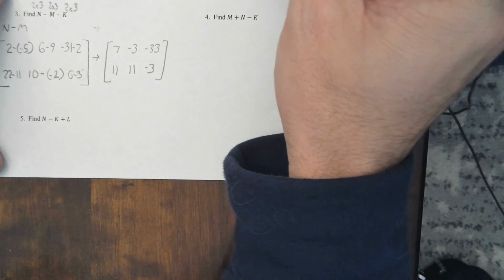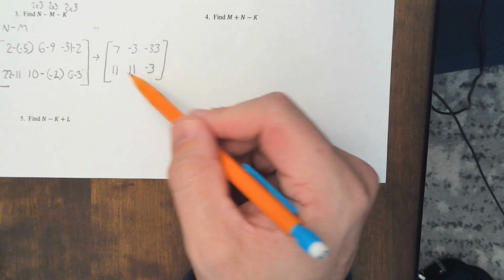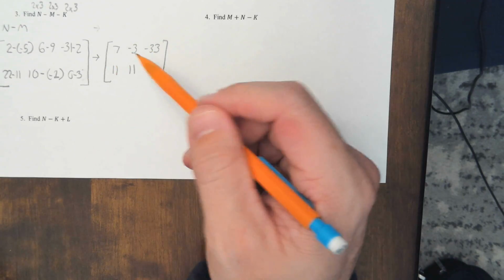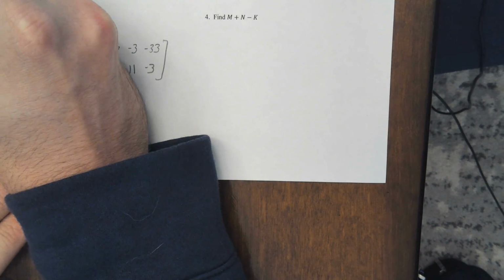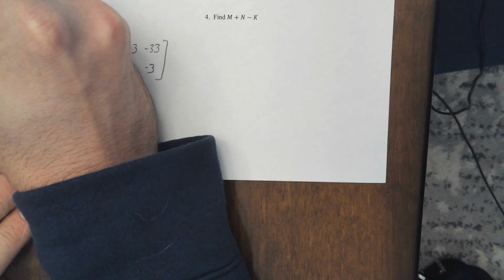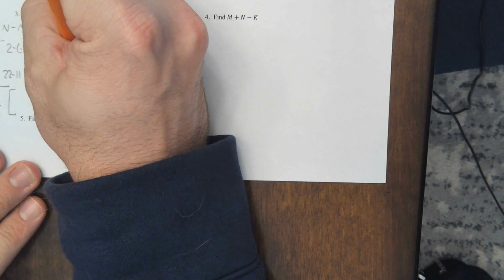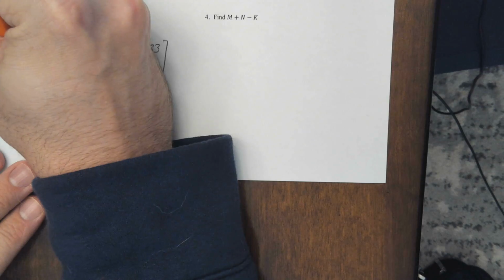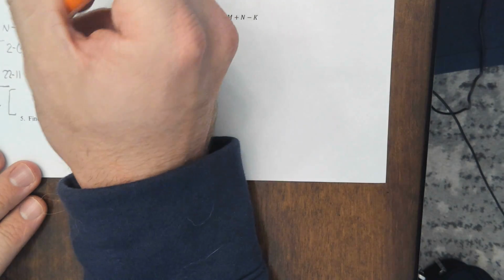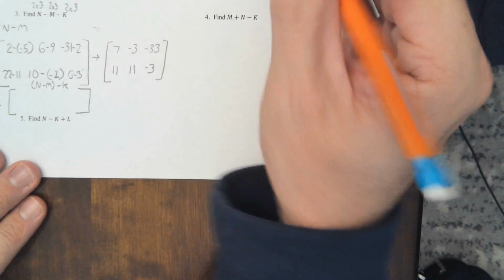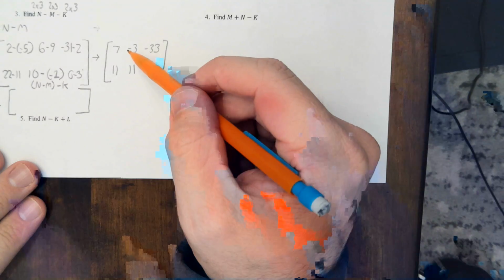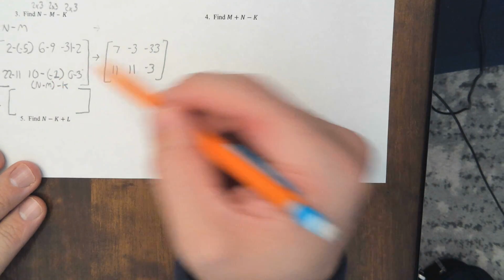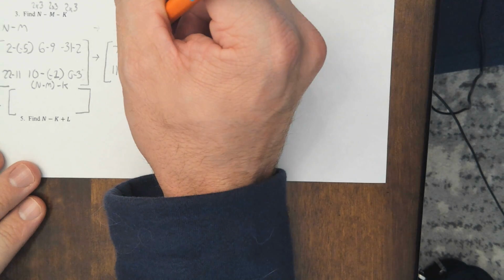So now we're going to take this new matrix, which we created from n minus m, and then subtract k from that. Sorry, I don't have a ton of room here. This right here is going to be n minus m minus k. So here's n minus m, and now we're going to subtract k from it. This comes first, so then minus k.